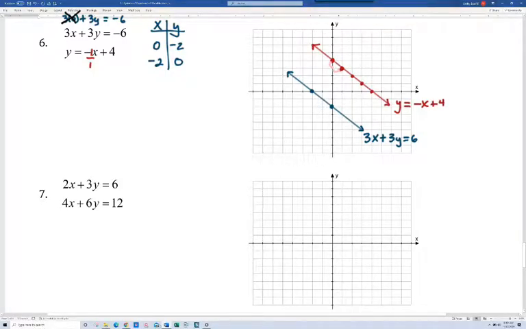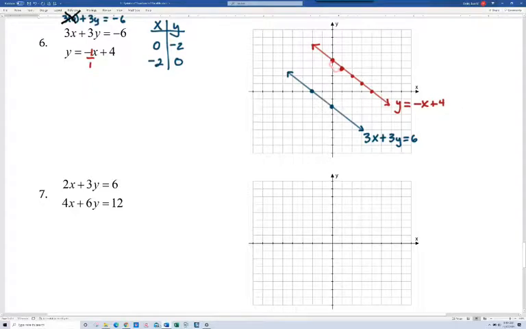And so these are parallel lines. So if you think back to what we discussed previously in the previous video where I introduced you to systems, we learned that with parallel lines, we have no solution.